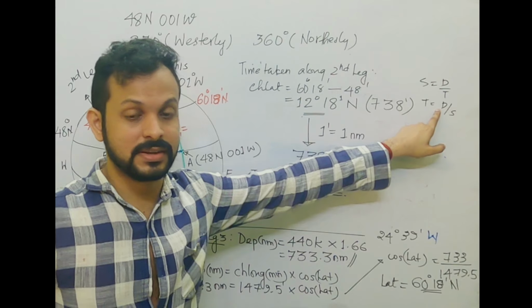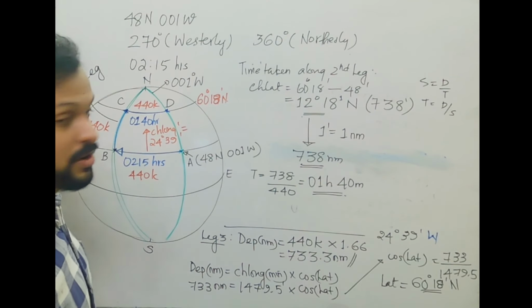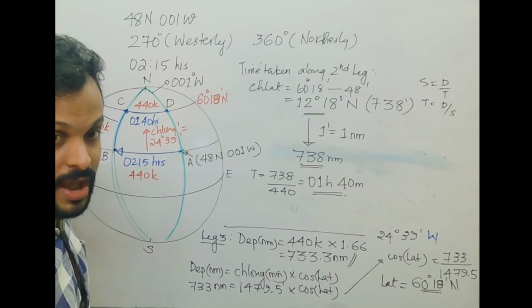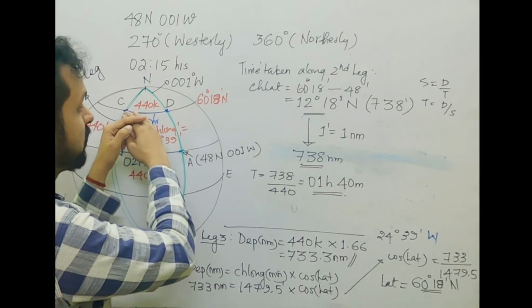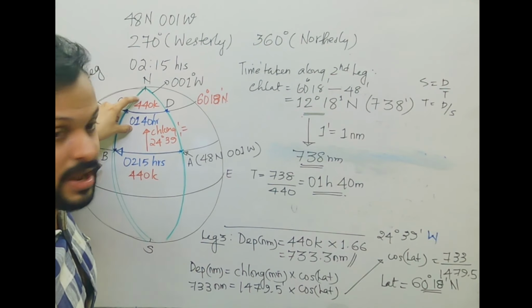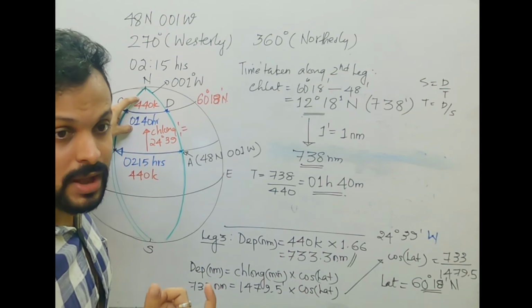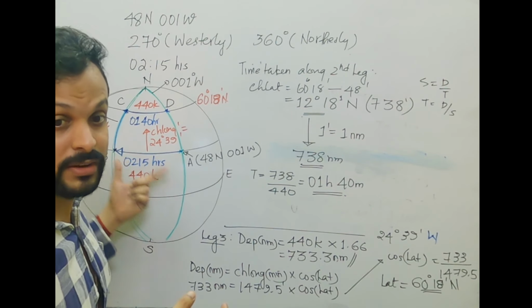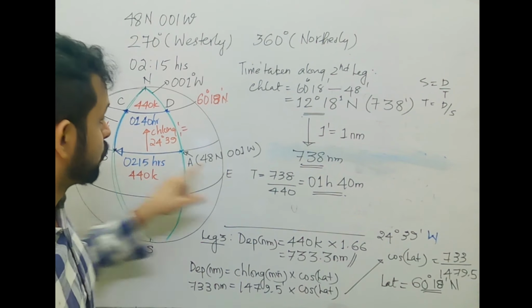To find the distance, since I'm traveling along a meridian, I need the chilat. Since one of the latitudes is already given in the question, to find the chilat I need the other latitude. And to find that other latitude, I need to find out what is the departure here. To find the departure, I have the speed and time, but I also need chilong. To find the chilong here, I will find the chilong on the first leg. And to find the chilong on the first leg, I have the departure from here, speed and time. I also have the latitude.